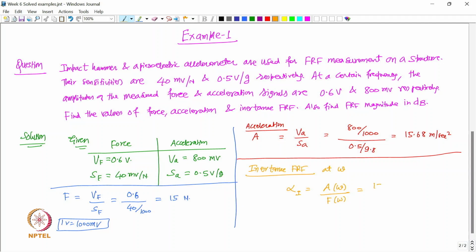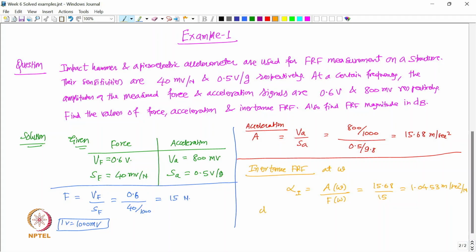So, A of omega is 15.68 divided by 15, correct. That comes to around 1.0453 meter per second square per Newton, right. That is the unit of the inertance FRF. So, the value is 1.0453 meter per second square per Newton.